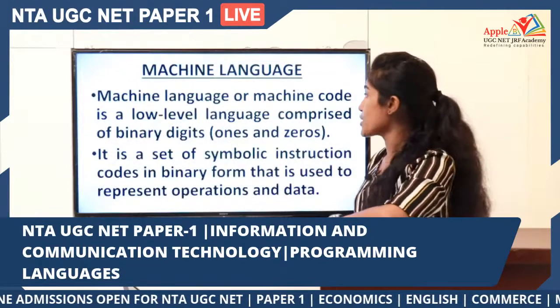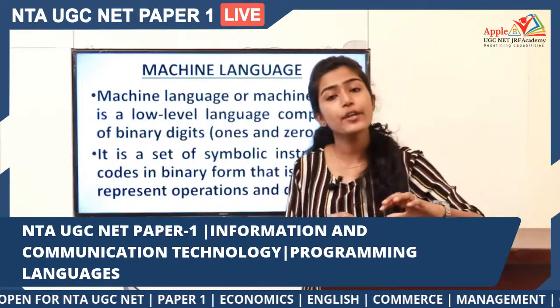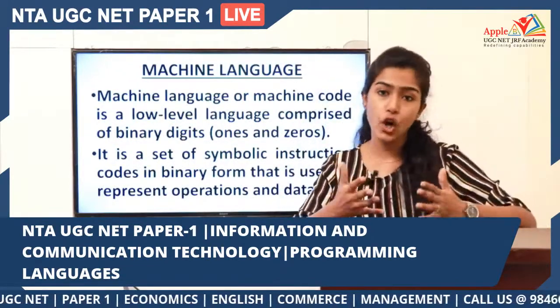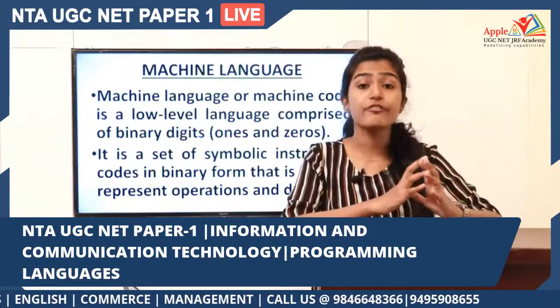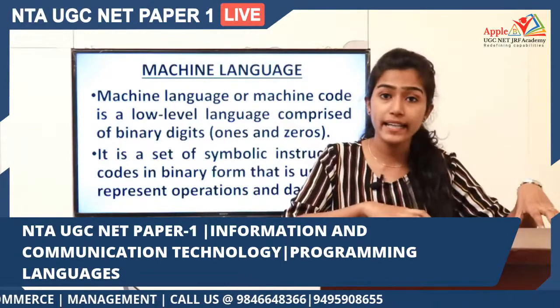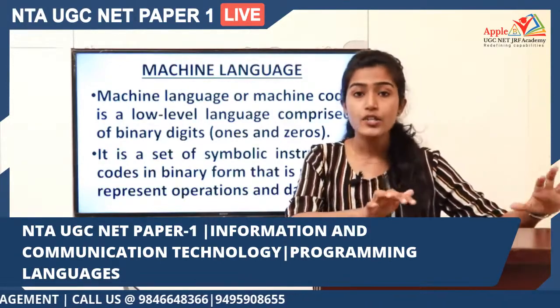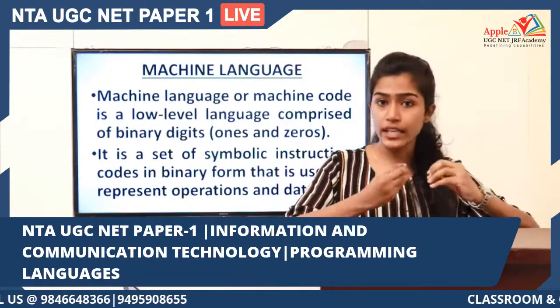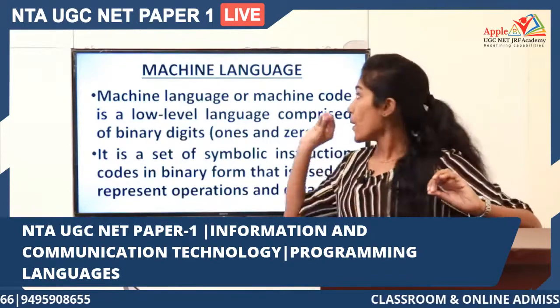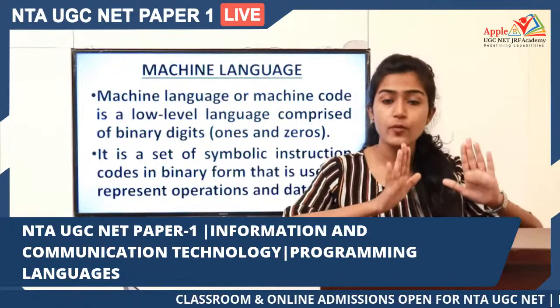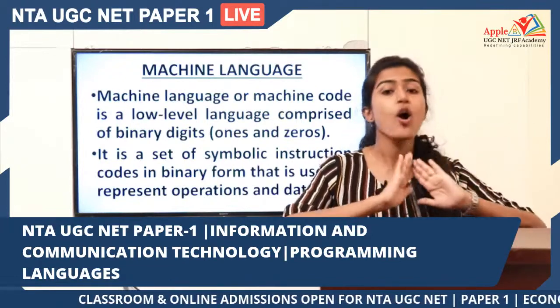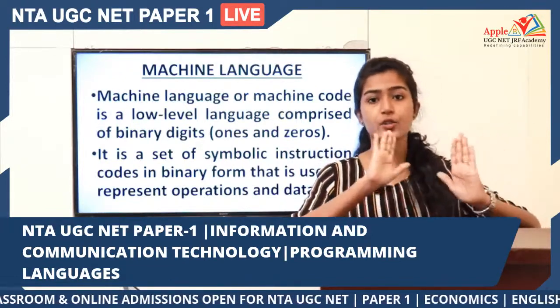So what is machine language? Machine language can also be called machine code. This is a type of low-level language which is comprised of binary digits. So which are the binary digits? 1 and 0. All the instructions that we are giving to a computer through machine language will be in the format of ones and zeros. We'll be only using ones and zeros in machine language.